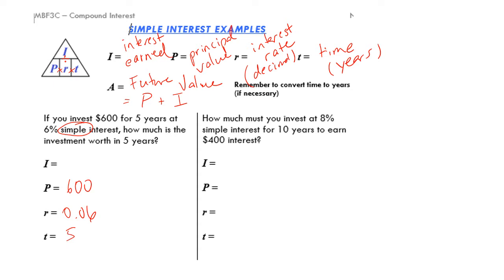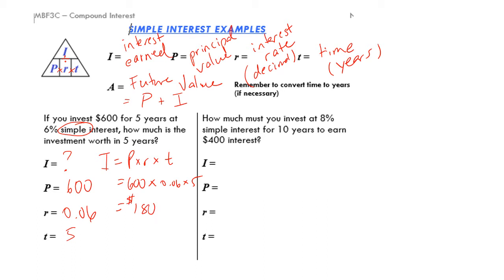Now this is asking us for how much is it worth. So we need to figure out how much interest we are going to earn and add it to how much of our own money we put in. So we're looking for I first, and then we're going to figure out what the future value is afterwards. Since we are looking for I, cover it up in your triangle. I equals what's left over, P times R times T. So I equals P times R times T, which is just sub all those numbers in. 600 times 0.06 times 5. And you should get $180.